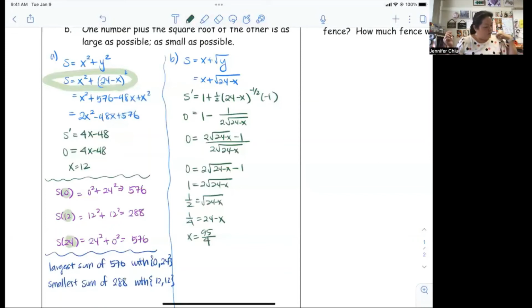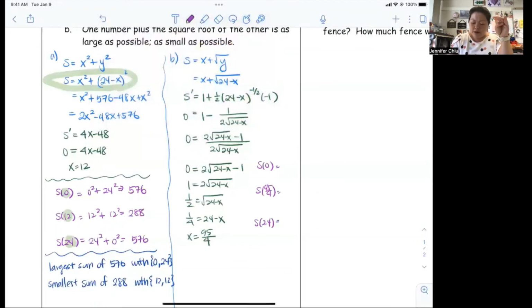Yes, 95 over 4. Okay, good. Sorry, I was reading something wrong. Okay, and then since that is your number, you got to plug it back in. And same thing as before, we got to check our endpoints. So S of 0, that's one of my endpoints, S of 95 over 4, and S of 24.